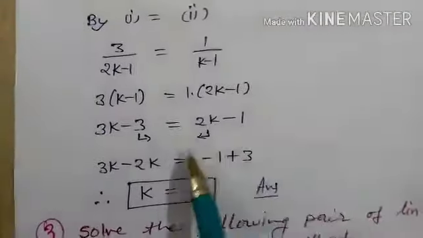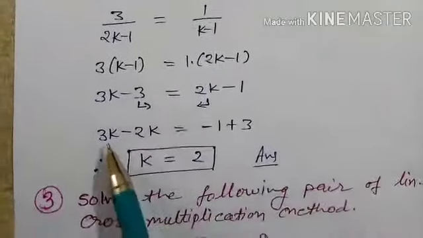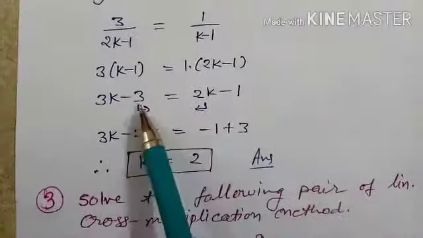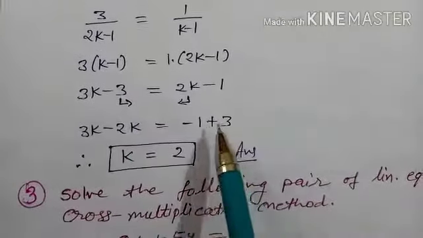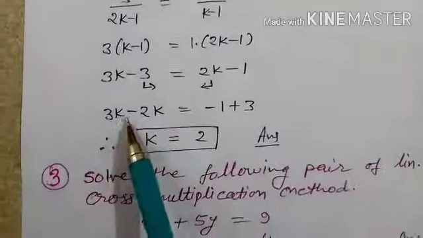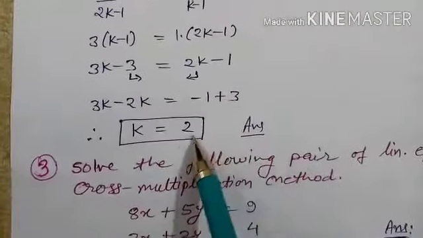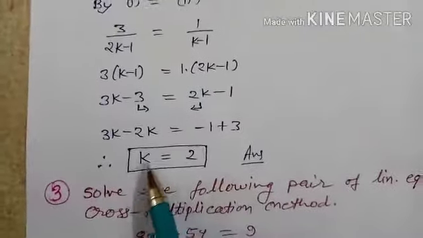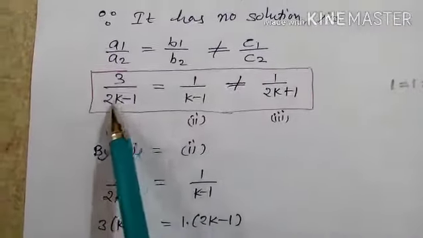Here only 2k minus 1. Now k transfer into left side, and this 3 transfer into right side. So 3k, and this is minus 2k, and minus 1 as it is, and minus 3 transfer to right side, so it will be plus 3. 3k minus 2k, that is only k, and here minus 1 and plus 3, that is only 2. This is the answer.